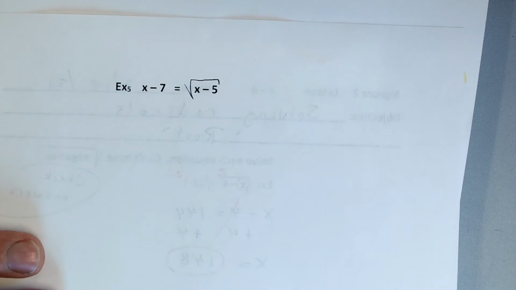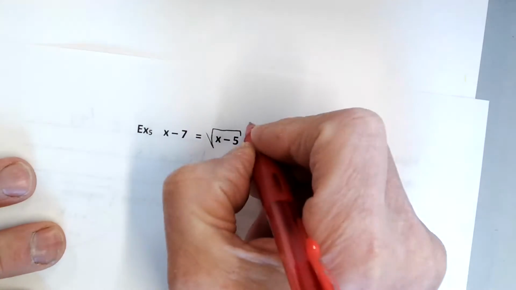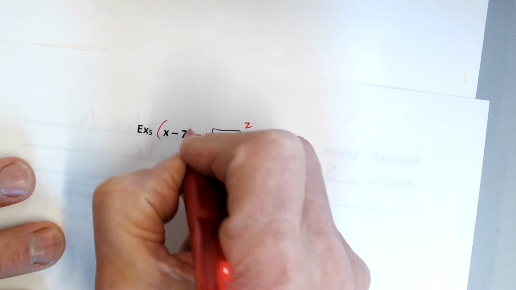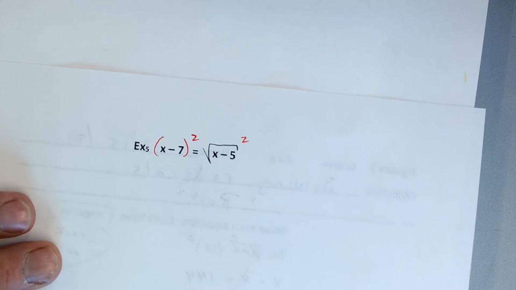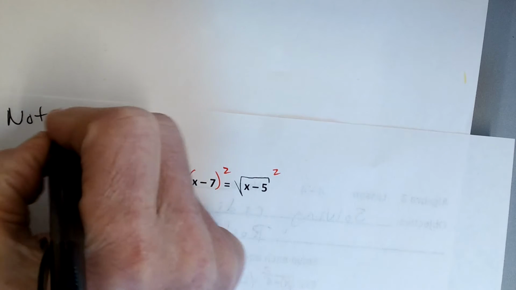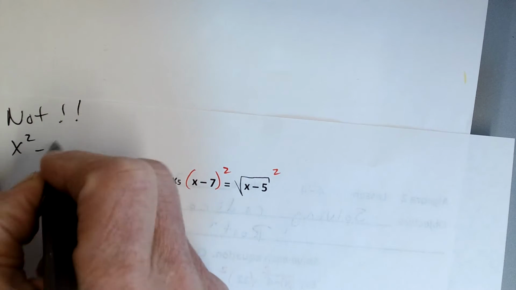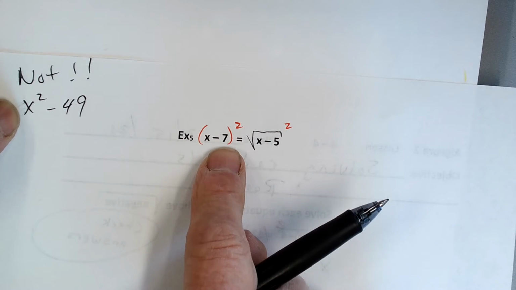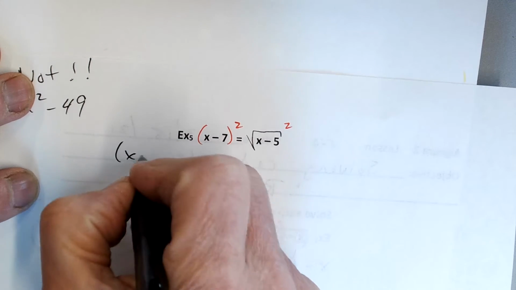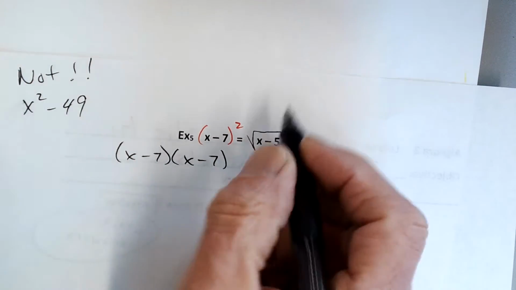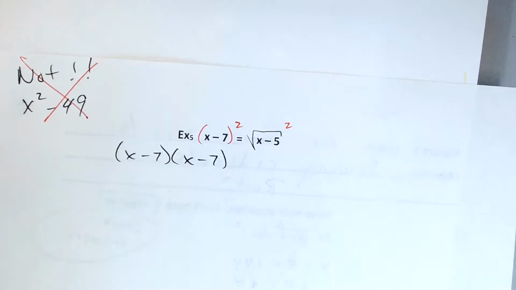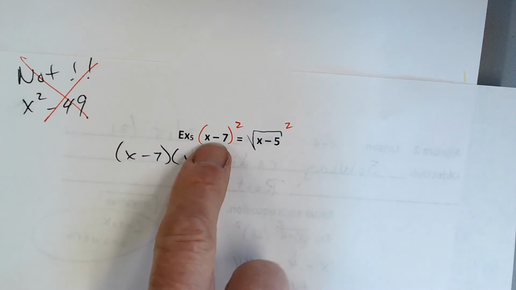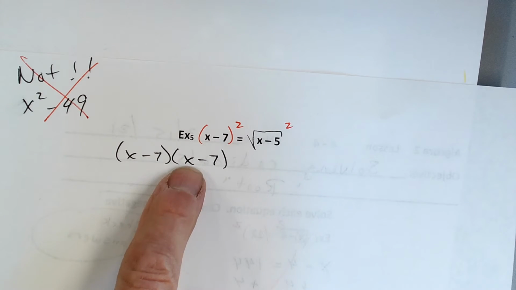All right, now, example 5. Here comes the fun stuff. Okay, example 5. Well, I'm going to square both sides to get rid of the square root, okay? Now, this is not x squared minus 49. Because what it really is, x minus 7 times x minus 7, okay? It is not x squared minus 49, because it really is an x minus 7 quantity squared, which means you multiply it to itself.